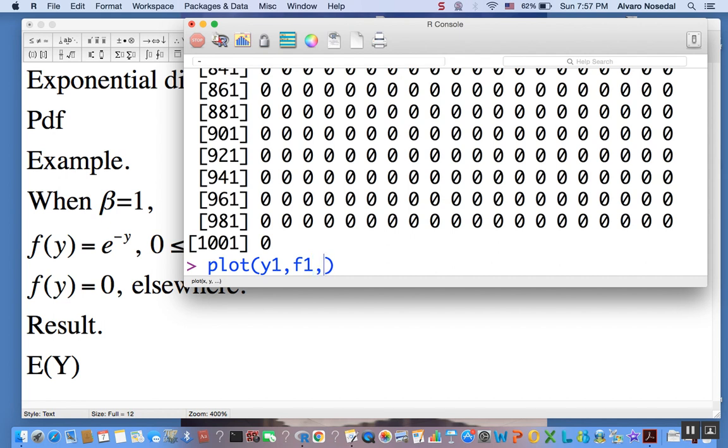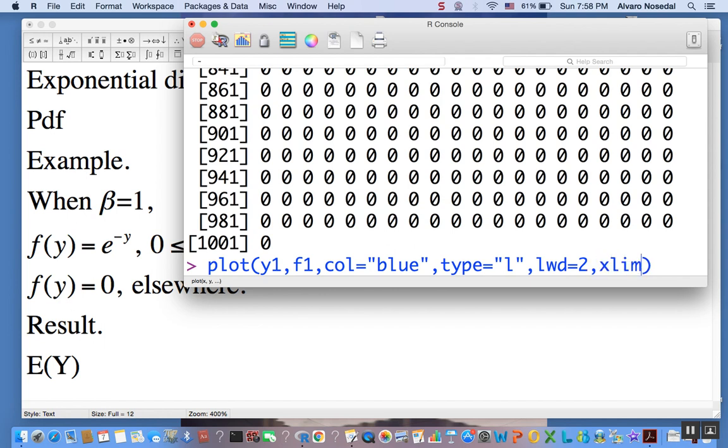Now just a little bit of bells and whistles. I would like that graph to be blue. I want to have a line, so type equals L. This guy, it's an L, not a 1, it's an L as in line. And then let me make that line a bit wider, thicker.